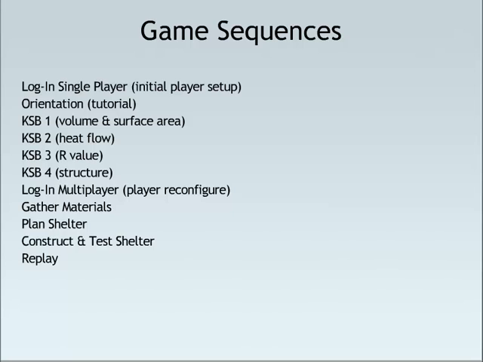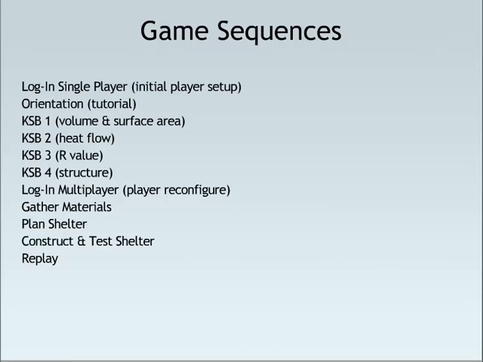The first sequence is they log in and do their initial player setup. Then they go to an orientation level where they learn to use the game controls and get a chance to explore the exterior space of where Survival Master is situated in Alaska in the mountains, not far from Fairbanks. Then they go through, in order, the knowledge and skills builders. The first one is volume and surface area, which is a math diagnostic to make sure that the students have the skill to calculate volume and surface area of the primitives, the geometries that they're going to be working with in the game.